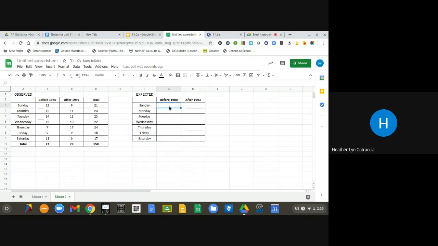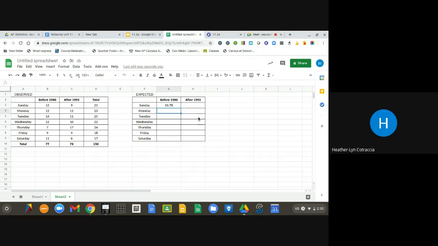So the formula says you equal your row total. So I'm going to come over here to my row total for Sunday. That's 21 times my column total. So go across to 21, go down to 77 and just click. And then I want to divide that by the table total, which is 150. And then you click enter and it tells me that I would expect the number of births in my sample to be 10.78.